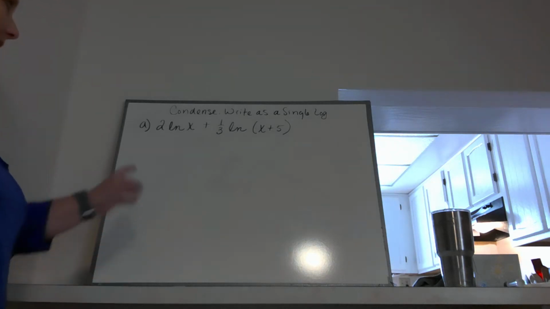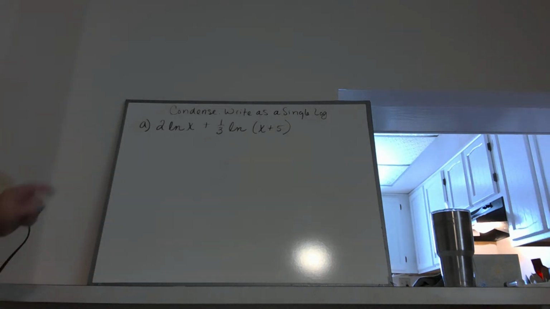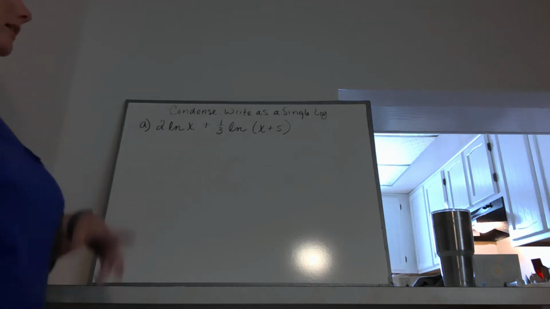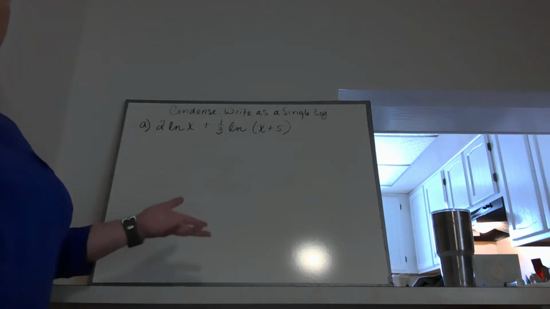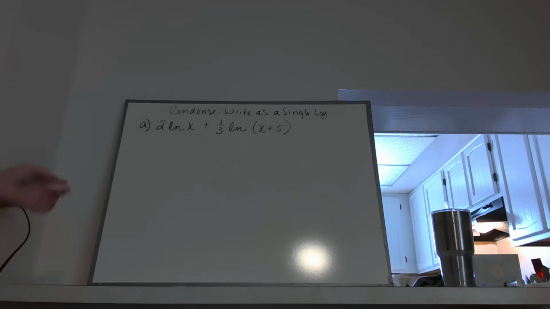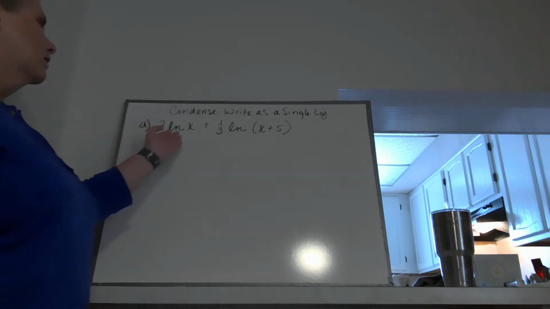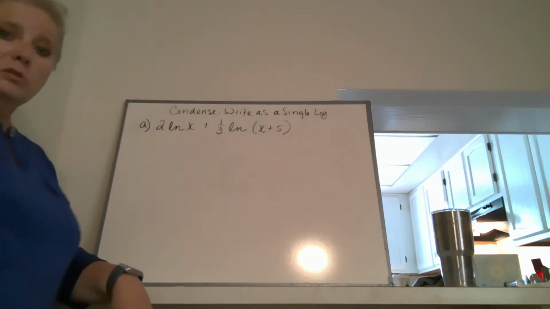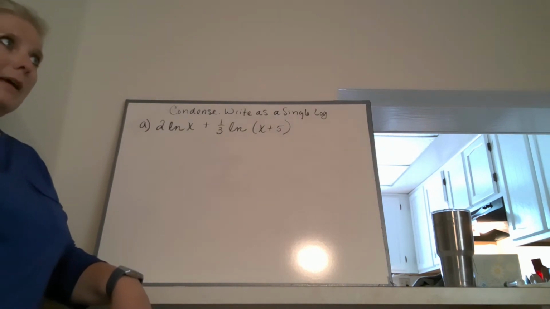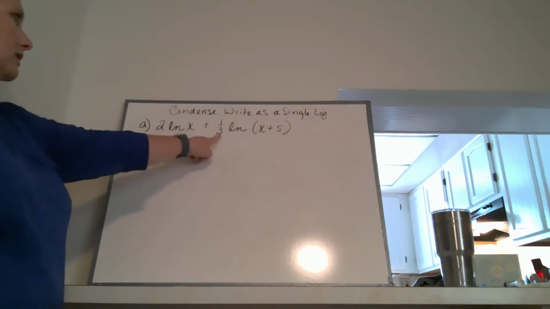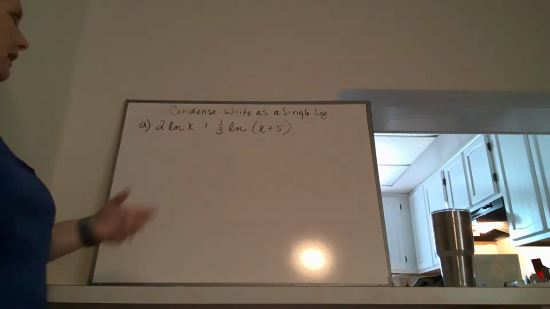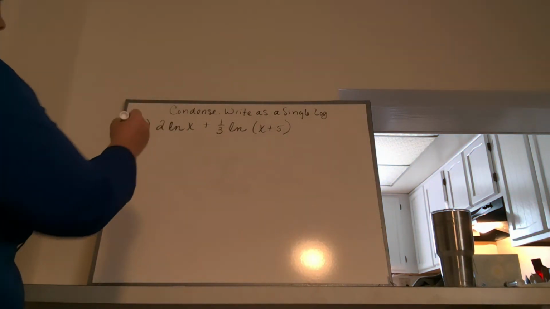Right, now we're going to condense some logs. This means to write it as a single log. I know, again, this was in the other video, but it doesn't hurt to see it again. Ultimately here, we've got natural log, natural log. So the first things we've got to deal with are these coefficients. Those are the exponents, so we're going to just move them.